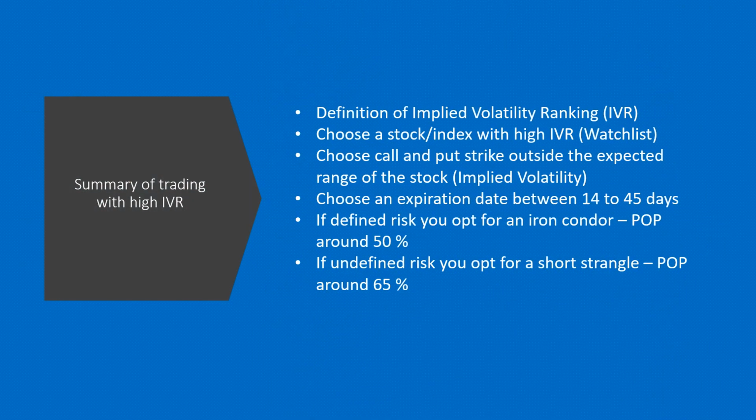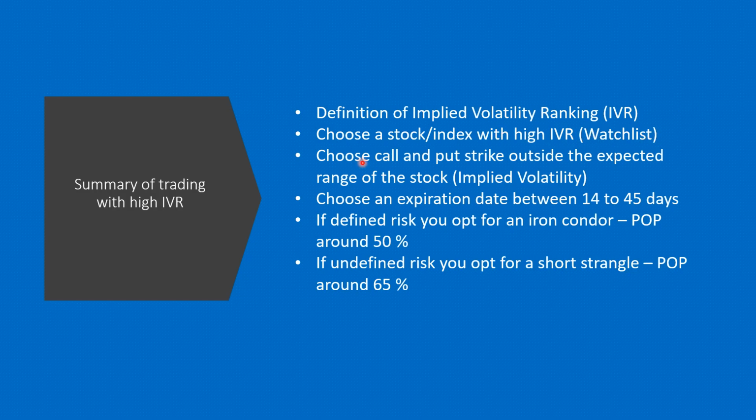Summary, the definition of implied volatility ranking, again, is very nice information. I really trade by that. I wait a little bit. If the stock gets above this 20 range, then I would look for and choose a strategy. So you choose the stock or index with a high IVR through the watch list. As I said, high IVR, let's say 20 plus, 20 and higher.